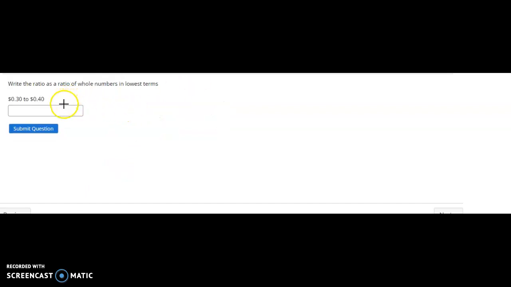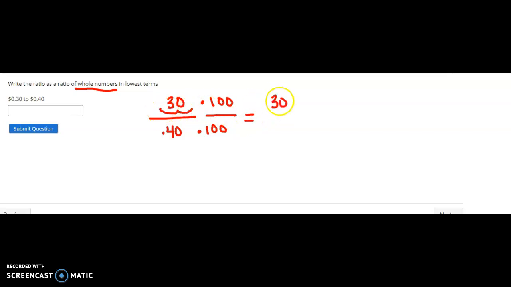Okay, on this problem, again, we need to write the ratio, but this says a ratio of whole numbers in lowest terms. Well, I know it's going to start as 0.30 to 0.40, but it also says these need to be whole numbers. Well, to get the 0.30 to be a whole number, I'd have to times by 100. But we know if we multiply the top by something, we have to multiply the bottom by the same number just to keep that value the same for the fraction. So we multiply those. This makes the decimal move over twice, so I get 30 over 40.